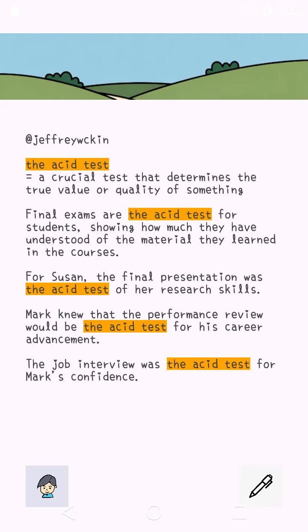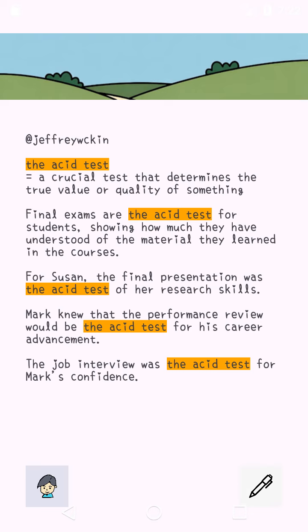Now, let's take a look at some examples individually. First example. Final exams are the acid test for students, showing how much they have understood of the material they learned in the courses. The sentence means that final exams really show what students have learned in their classes.